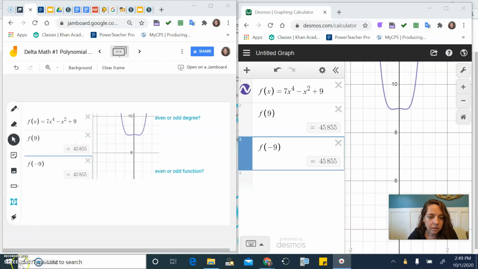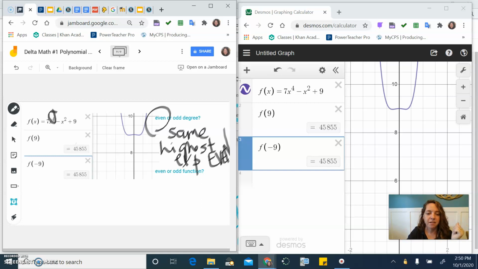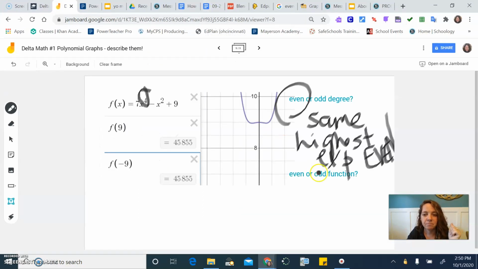If we go back to what I was writing on here, we talk about this specific example. And we think through it again, and we go, okay, so even or odd degree is going to be simple. Is the highest exponent an even or odd number? And are the ends doing the same or different? So in both of those cases, it's showing us it's even because the ends are going in the same direction and the highest exponent is even. I'm running out of room there. Okay, sorry. Let's see if we can fix that.